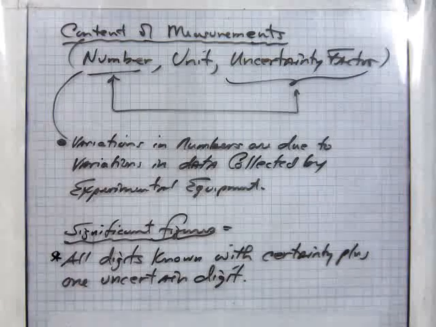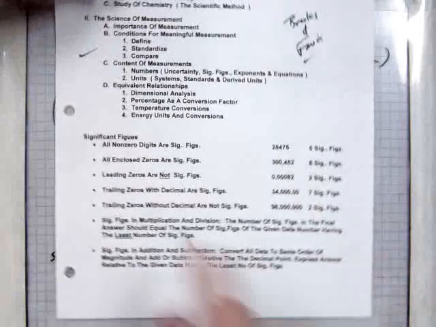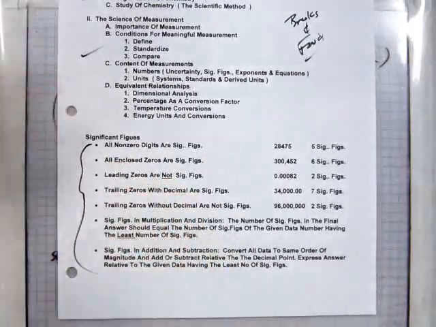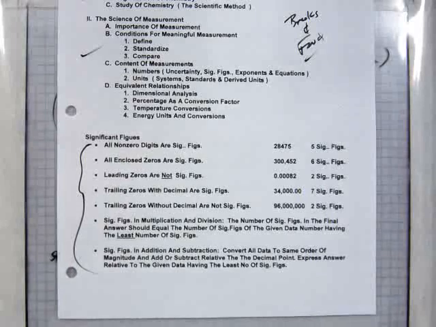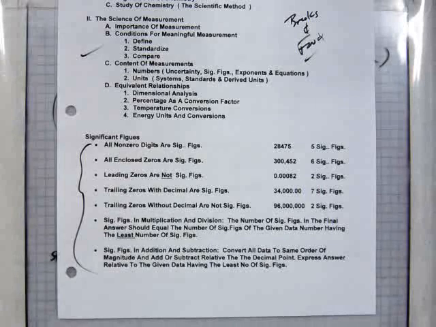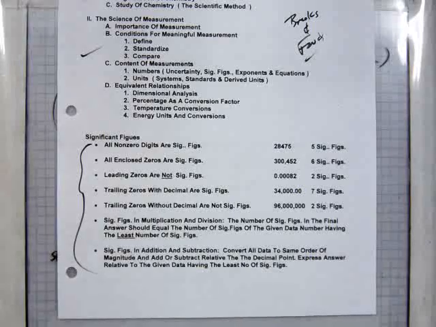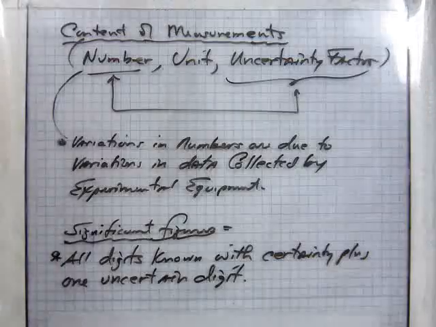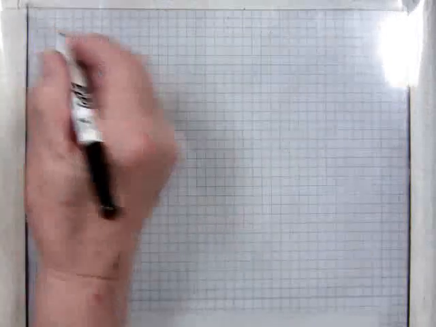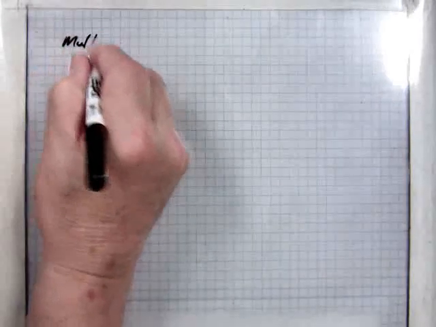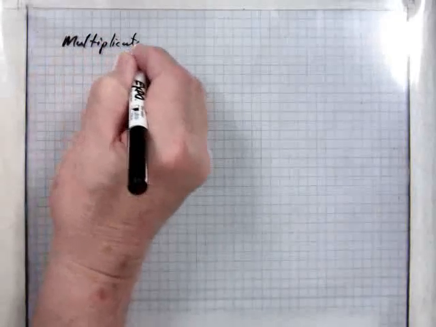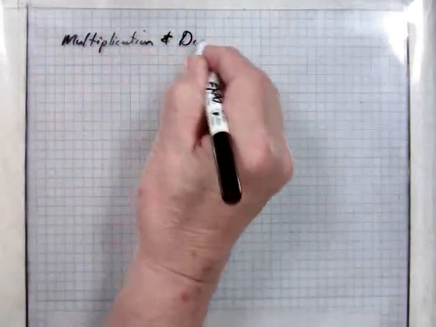But in your outline, if you look at the second half of the outline that I gave you, these are the published rules in the IUPAC, International Union of Pure and Applied Chemistry book, for significant figures. They're great, and you need to be aware of them. But there's a better way, which I'm going to show you right now in a little video. Okay, these are multiplication and division.